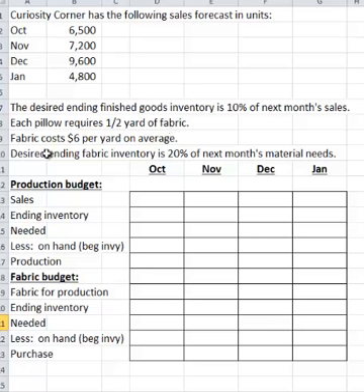Fabric costs $6 a yard. Desired ending fabric inventory is 20% of next month's material needs. Notice there's two different ending inventory policies. One for finished goods and one for raw materials. Let's get started. You have to do the production first because you base materials on production. You do not base materials on sales.